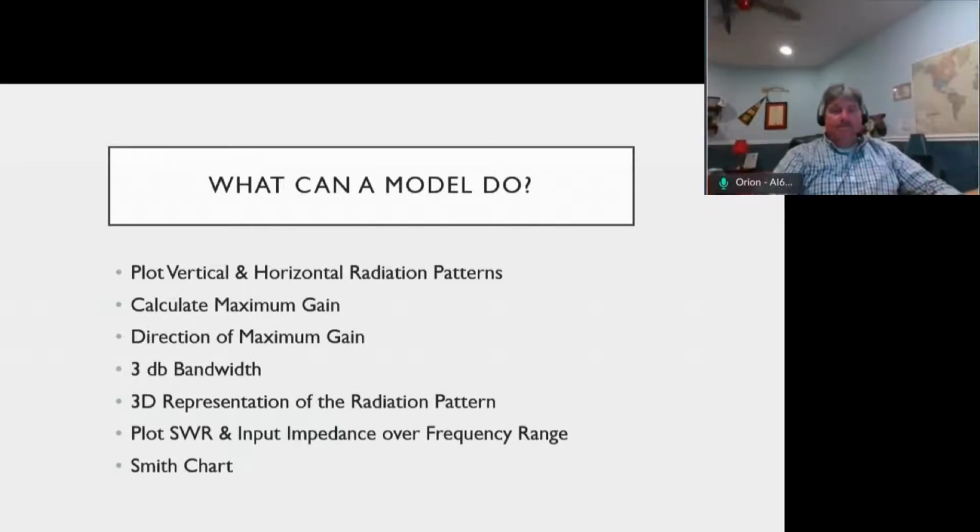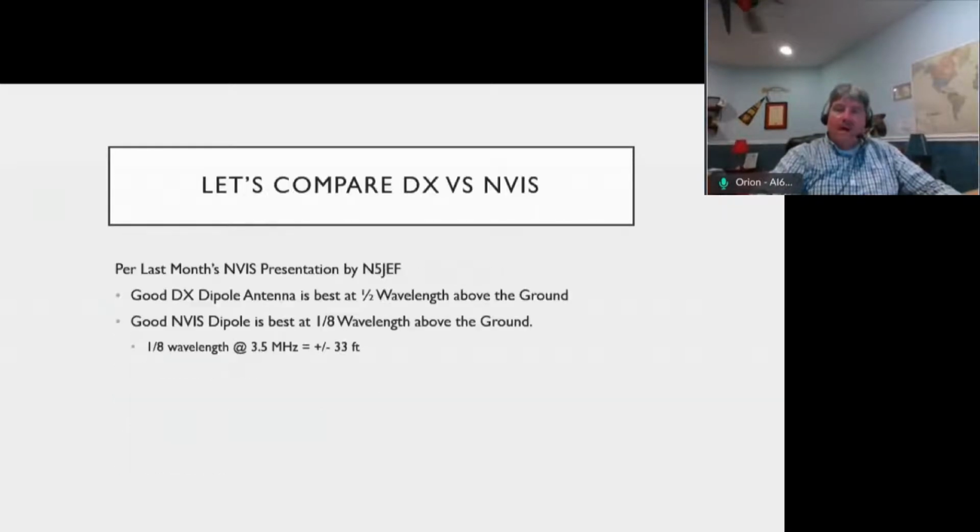Now, we had a wonderful presentation last month by Jeff, N5JEF. And I thought it'd be kind of cool to use the software and take a look at what the software will produce based on his presentation. And what I thought we would do is we would compare his NVIS antenna to a DX antenna. So one of the things Jeff pointed out was that a good DX antenna is roughly going to be about a half wavelength above the ground.